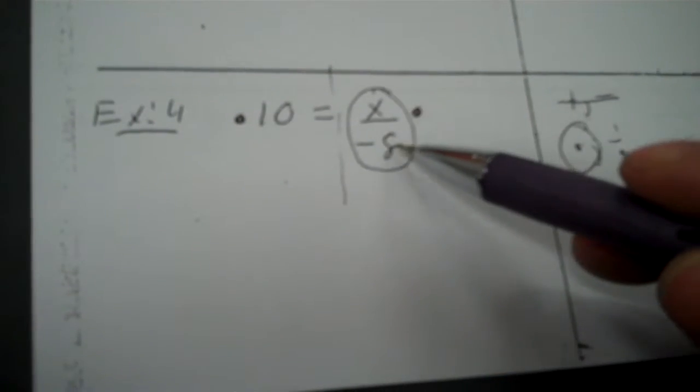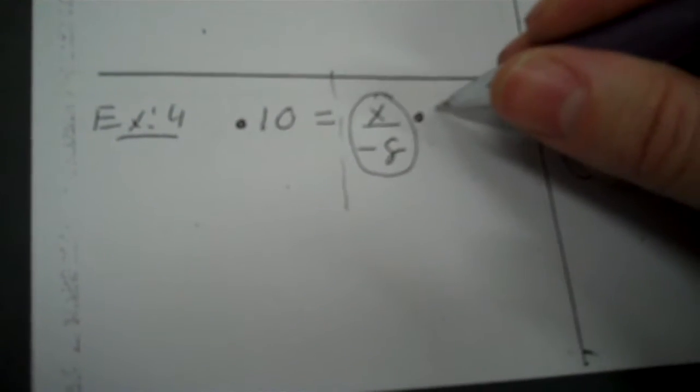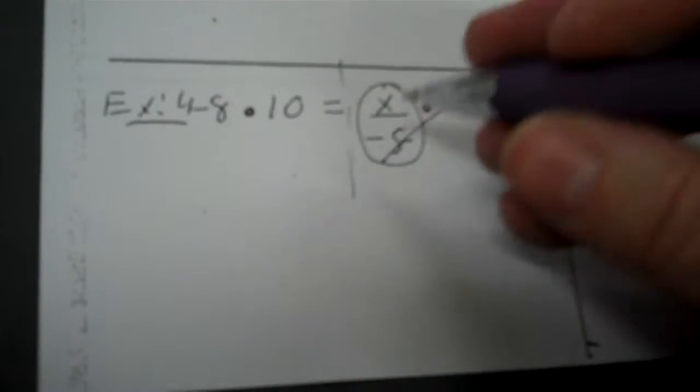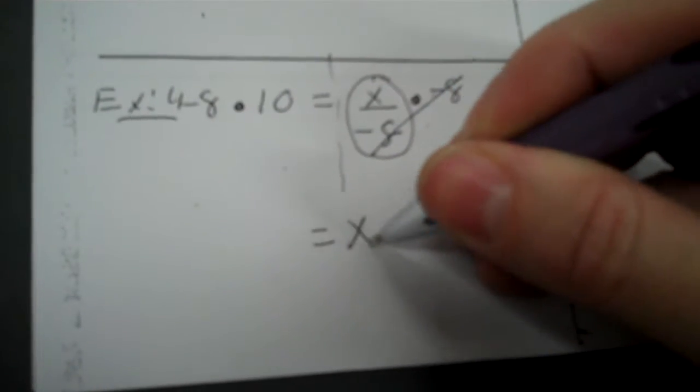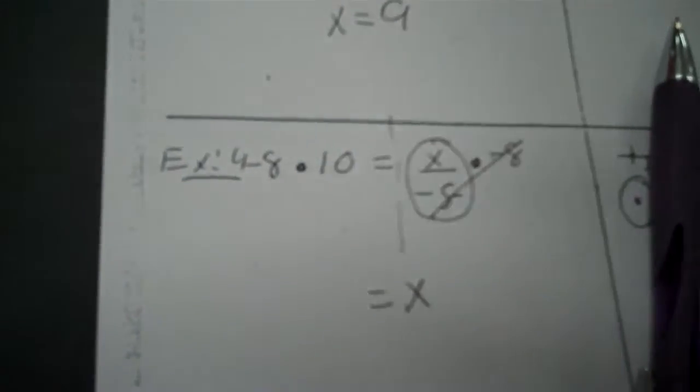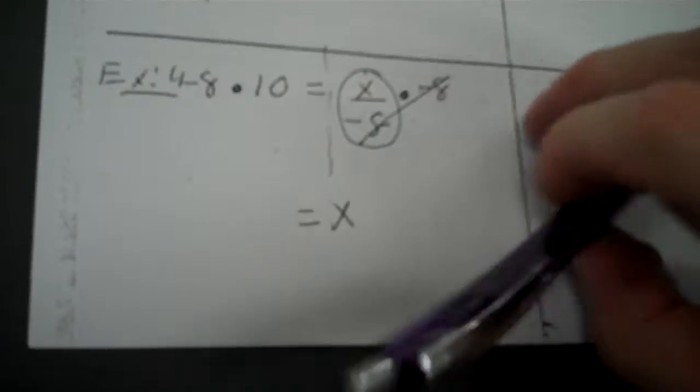And you're going to be multiplying by negative 8, because that's the divider. So negative 8, negative 8. That allows me to cross those out. Now x is by itself. And over here I take negative 8 times 10. Negative 8 times 10 is negative 80. Okay, so there's my solution.